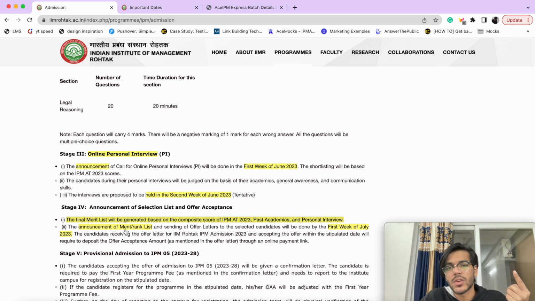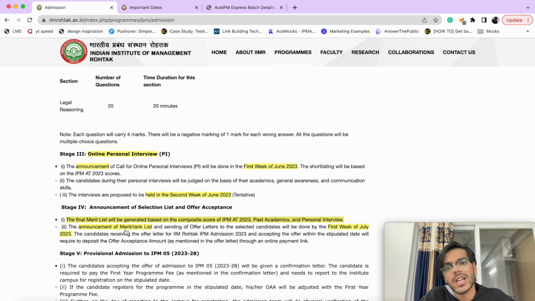Past academics, which is your scores in 10th and 12th. Second comes your aptitude test, which is your IPMAT Rohtak exam scores. Third becomes your personal interview, which we have just talked about. Last year, they gave an elaborate breakdown in terms of which component gets what percentage. So it was 45% for entrance, 15% for interview, 20% for 10th and 20% for 12th.